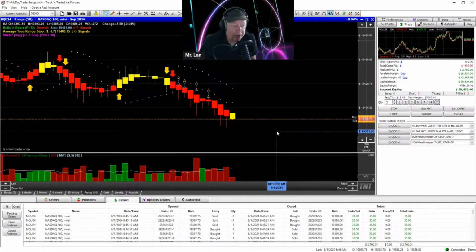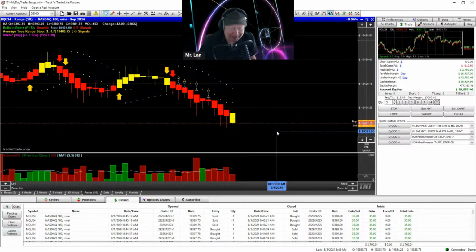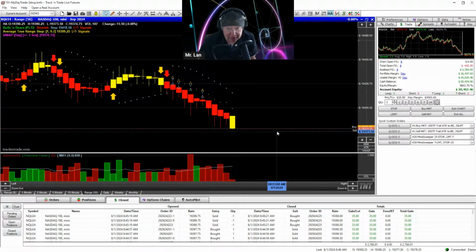The problem with this strategy is that it is not a 2-to-1 risk versus reward ratio. You're not getting 2 wins for every 1 loss. It's the reverse. You're getting 5 losses for every 1 win. So you have to win 5 times for every loss.